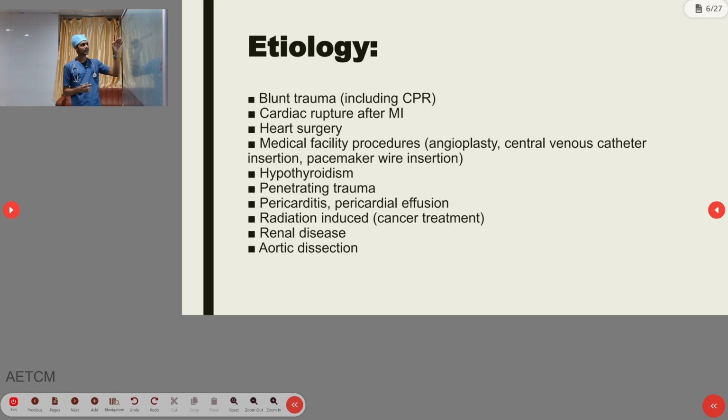Blunt trauma, cardiac rupture, heart surgery, any medical procedure, angioplasty, central venous catheter or pacemaker wire insertion. At the time of insertion, it may accidentally hit the coronary arteries or aorta or vena cava, wherever. So it will cause the pericardial effusion. And then hypothyroidism. How will hypothyroidism cause it? Hypothyroidism mainly breaches the permeability of your pericardium.